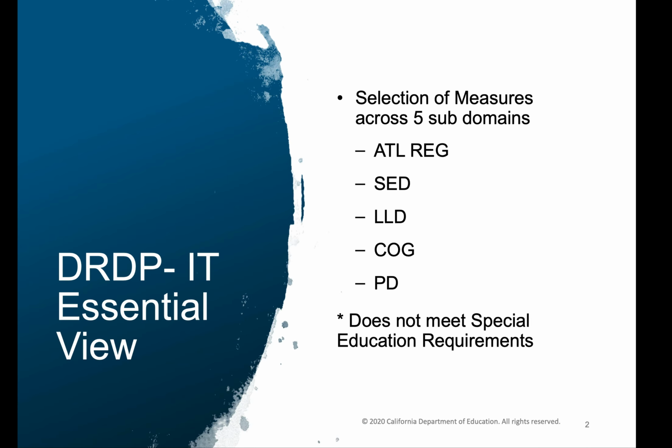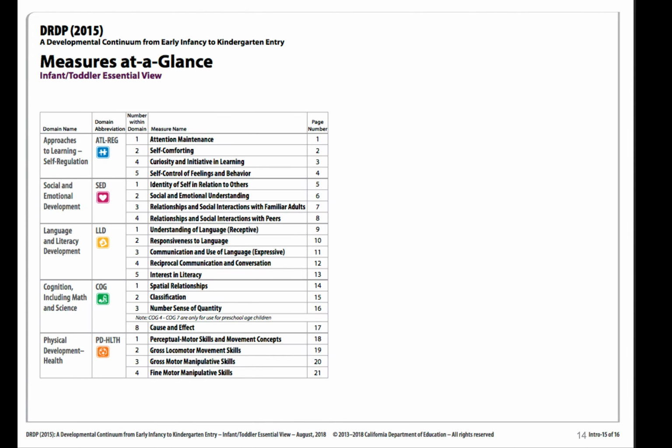Our final view is for the DRDP for use with infants and toddlers, and this is our essential view of the assessment. It includes a selection of measures across 5 subdomains: approaches to learning and self-regulation, social emotional development, language and literacy development, and cognition and physical development. The infant toddler essential view does not meet special education requirements. With the Measures at a Glance page, you are able to see which domains and which measures are being represented in the essential view of the assessment.